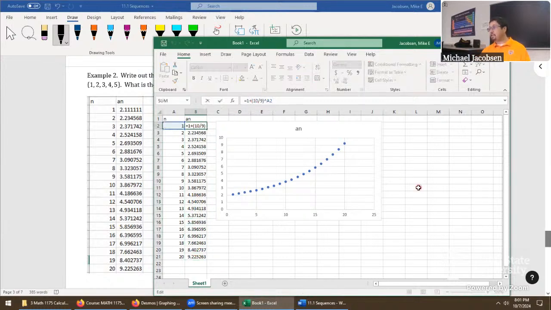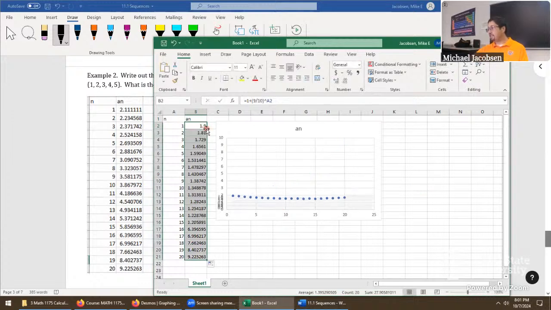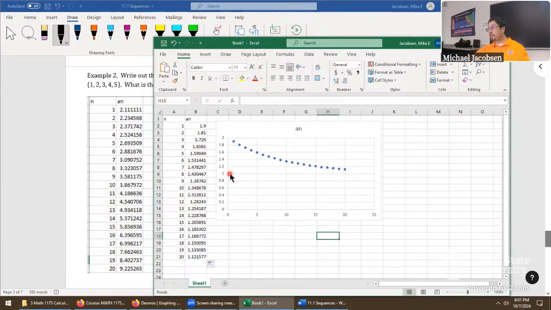And now let's imagine we did change it around. If this was a 9 and this was a 10, let's update that. That's what our picture would look like this time. Looks like it's converging to 1 altogether. And again, it's all because the base here is less than 1.